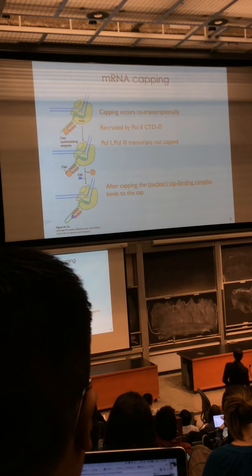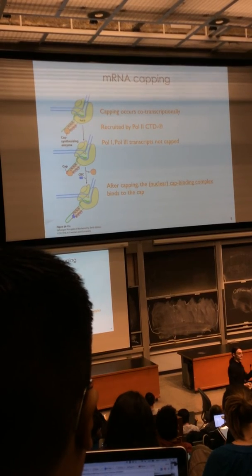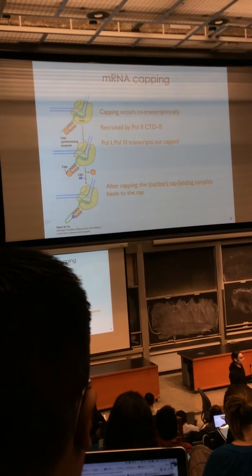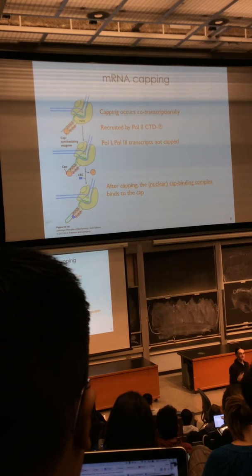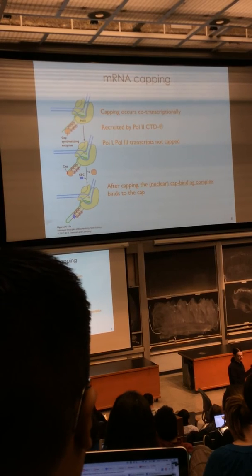There's actually something called a cap binding complex that then specifically recognizes this very unusual 7-methyl G connected backwards to the very beginning of the RNA and binds to it. We call this the nuclear cap binding complex. There's a different one when the RNA moves into the cytoplasm. It's exchanged for a cytoplasmic cap binding complex.